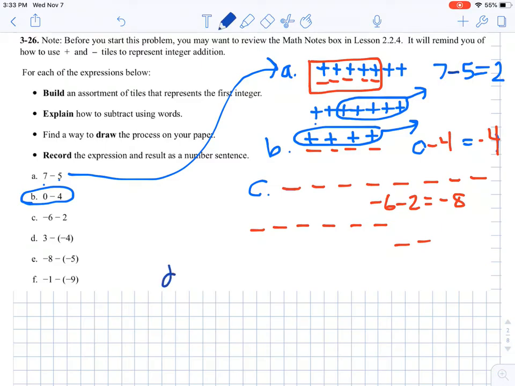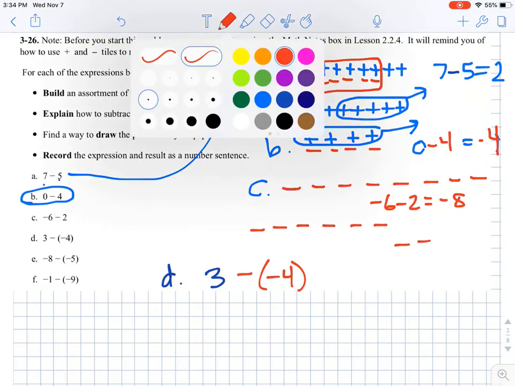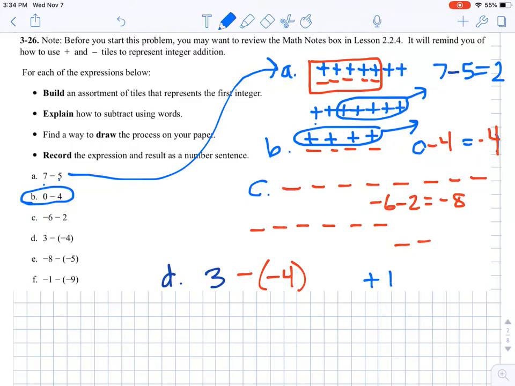Okay, so D is where it gets tough, right? So D, we have positive 3, and then we're going to take away negative 4. So let's draw that. So we have positive 3, and we need to take away negative 4, and there's not 4 to take away. So I'm going to make 4 zeros. And then if I take away negative 4, you can see it's the same as adding 4. So taking away a negative is the same as adding, so that becomes 7.